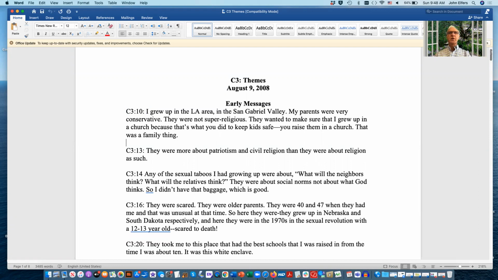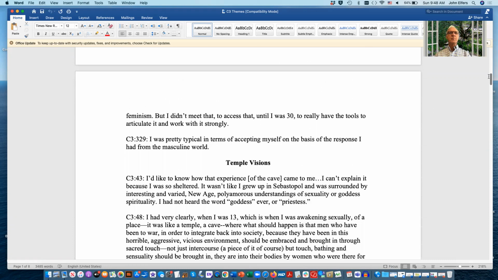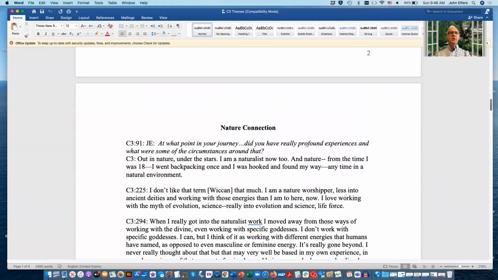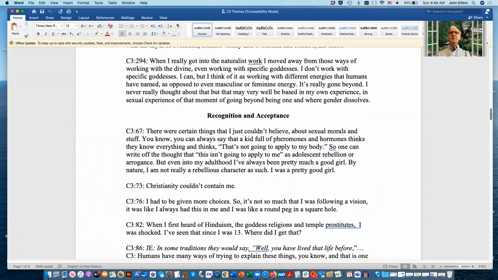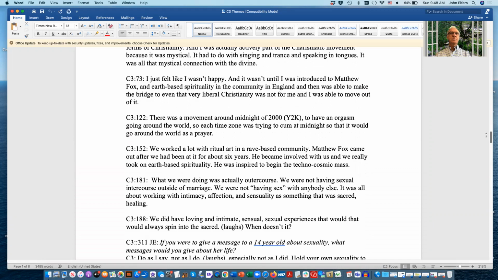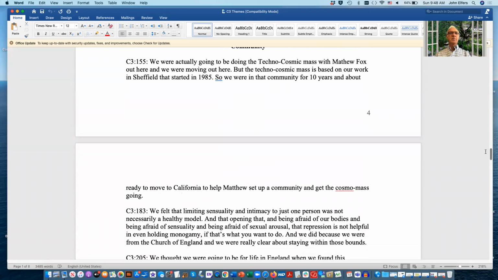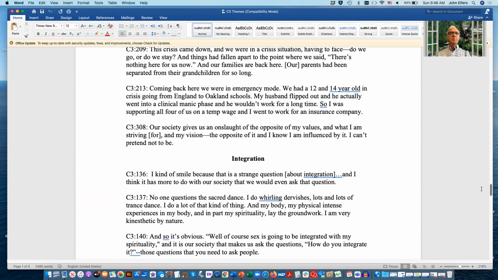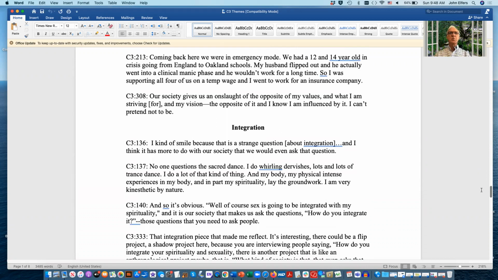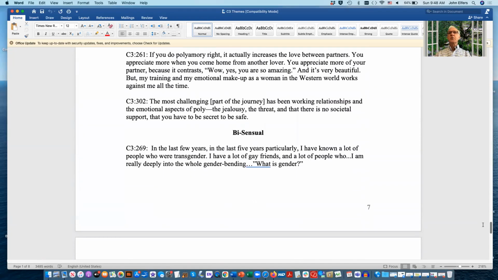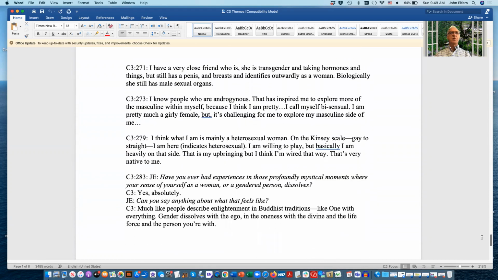These are the themes. So here I have a theme of early messages. There was a theme for this person on temple visions. It was very much a part of her experience. There was a theme on a nature connection. There was a theme called recognition and acceptance. There was a theme of mystical connection, a theme of community, a theme of crisis in her experience, a theme of integration, how she integrated those experiences, and then a theme of challenges, and one called bisensual. This was very much part of her experience.